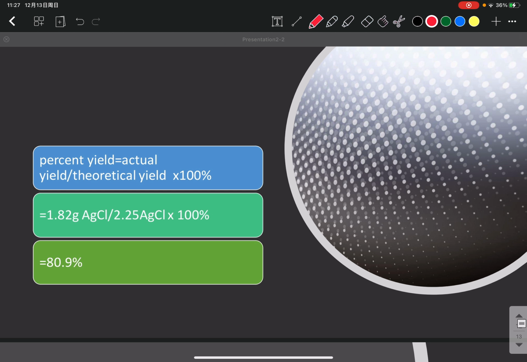Finally, we use the equation which is percent yield equals actual yield divided by theoretical yield and then times 100%, which is 1.82 g AgCl divided by 2.25 g AgCl and then times 100%. And then we get the final answer, 80.9%.